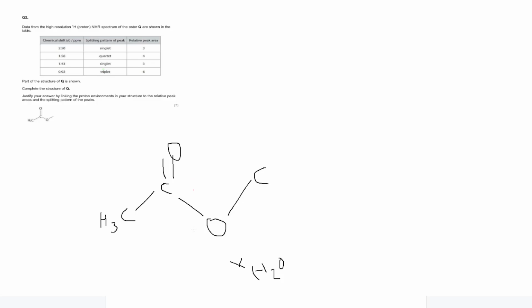So how could a quartet work? 4 and it's bonded to. So quartet is obviously 2 CH2s. That's pretty much what I would assume. But the relative peak area is also 4. That is also very interesting. Okay, oh, I see. So the quartet is going to be bonded to one of these. So presumably this one.